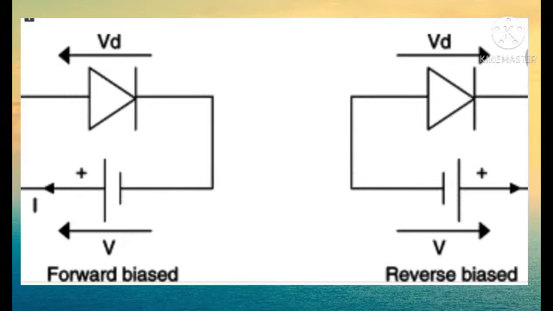The figure shows the connection diagram of forward bias and reverse bias. In forward bias, the positive terminal of diode is connected to the positive terminal of battery and the negative terminal of diode is connected to the negative terminal of battery. While in reverse bias condition, the positive terminal of diode is connected to the negative terminal of battery and the negative terminal of diode is connected to the positive terminal of battery.